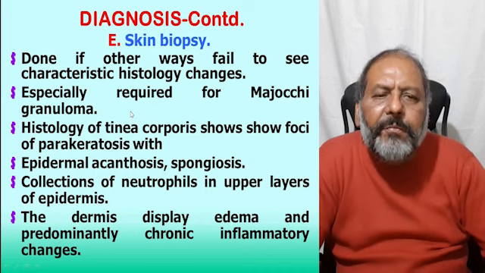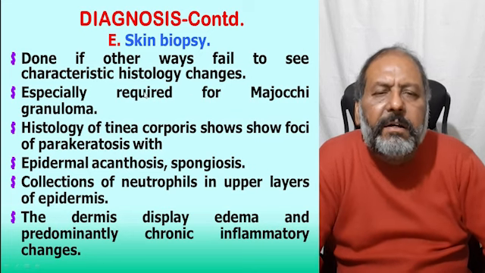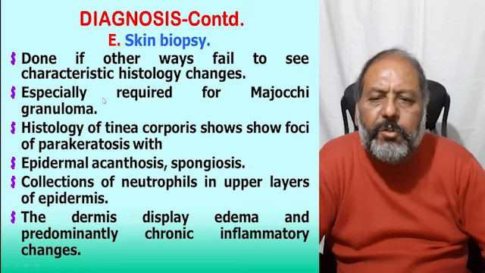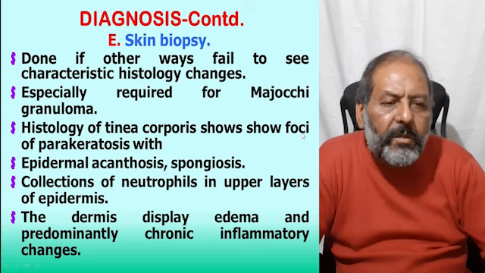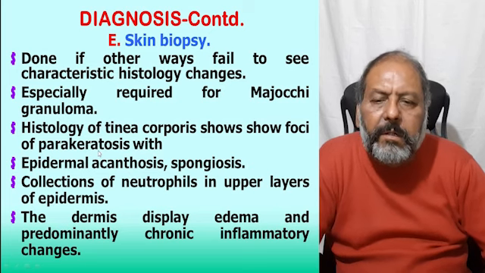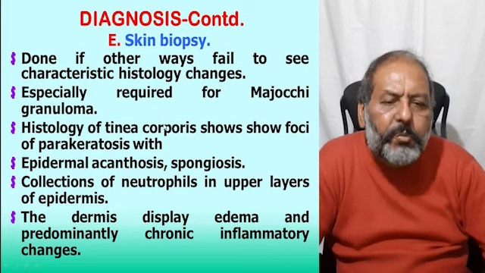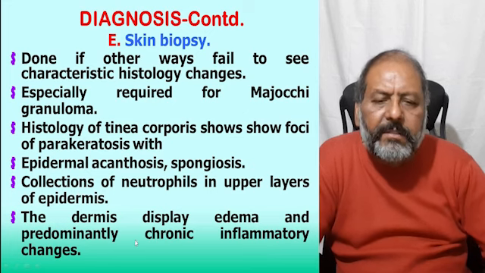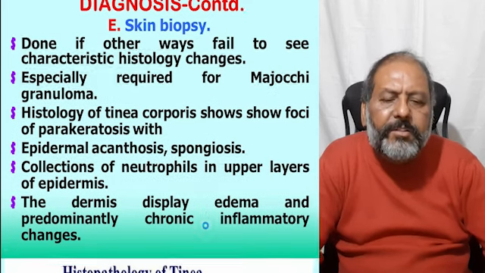It is done if other ways fail to show the characteristic. We do have characteristic histology features, especially required for Majocchi's granuloma. Histology of Tinea corporis shows foci of parakeratosis with epidermal acanthosis, spongiosis, and collections of neutrophils in the upper layers of the epidermis. The dermis displays edema and predominantly chronic inflammatory changes that can be seen in the skin biopsy.